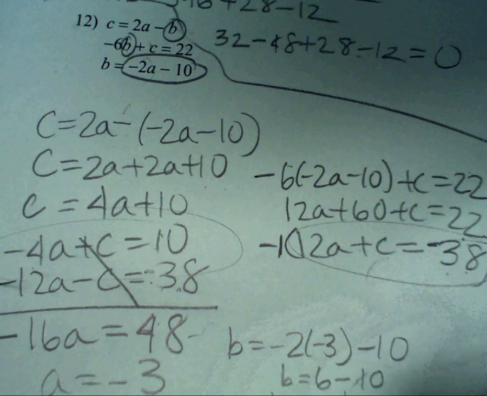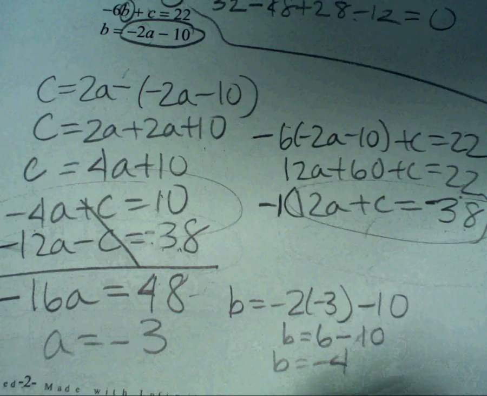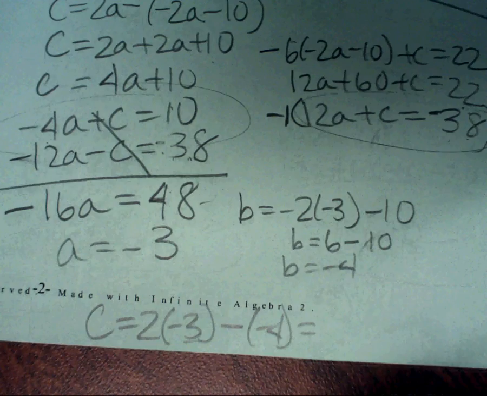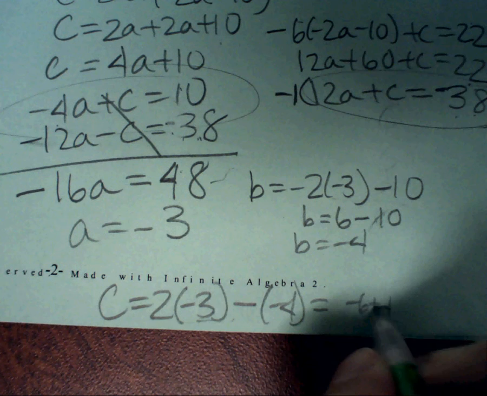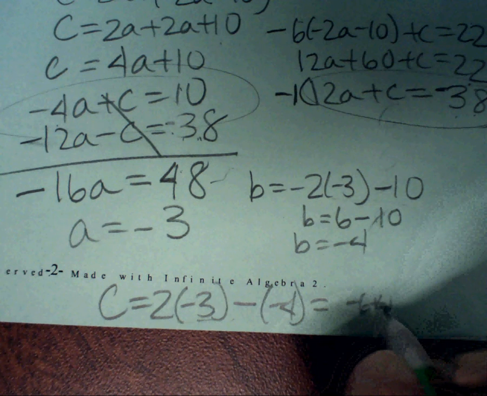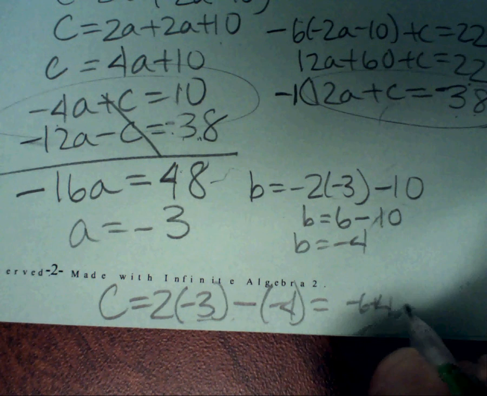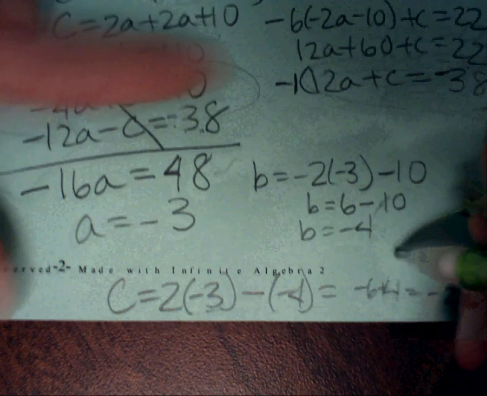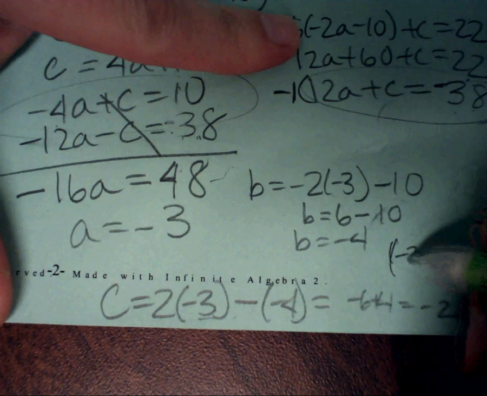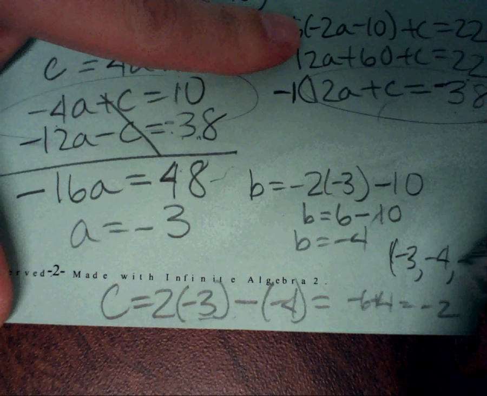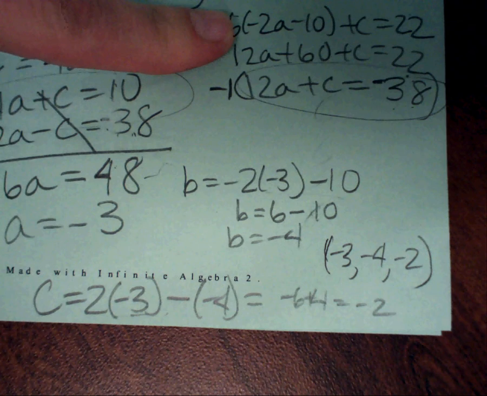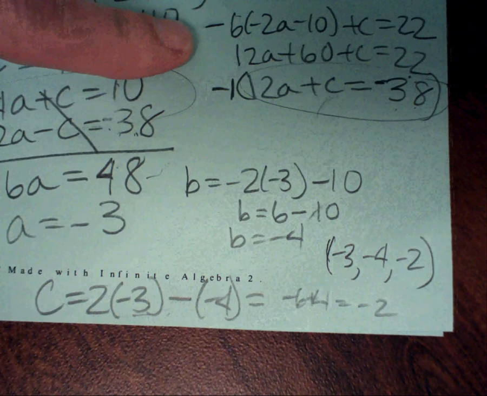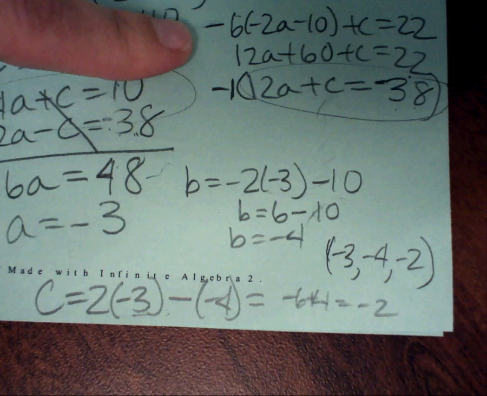C equals 2 times A minus B. So this is negative 6. Sorry, you can't see that. Negative 6 plus 4. So that's negative 2. So your final solution is A, negative 3, B, negative 4, C, negative 2. And remember, you can check all of your answers by plugging it into every equation.